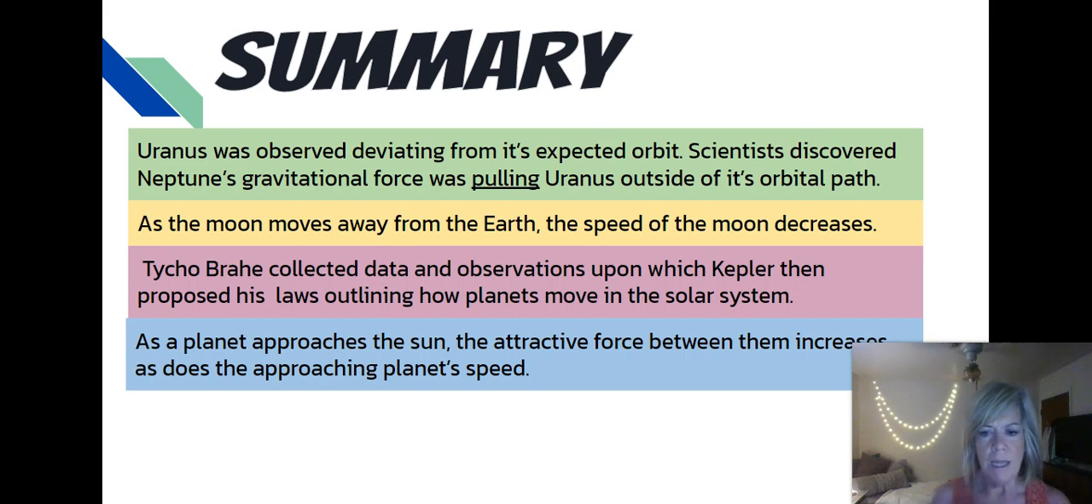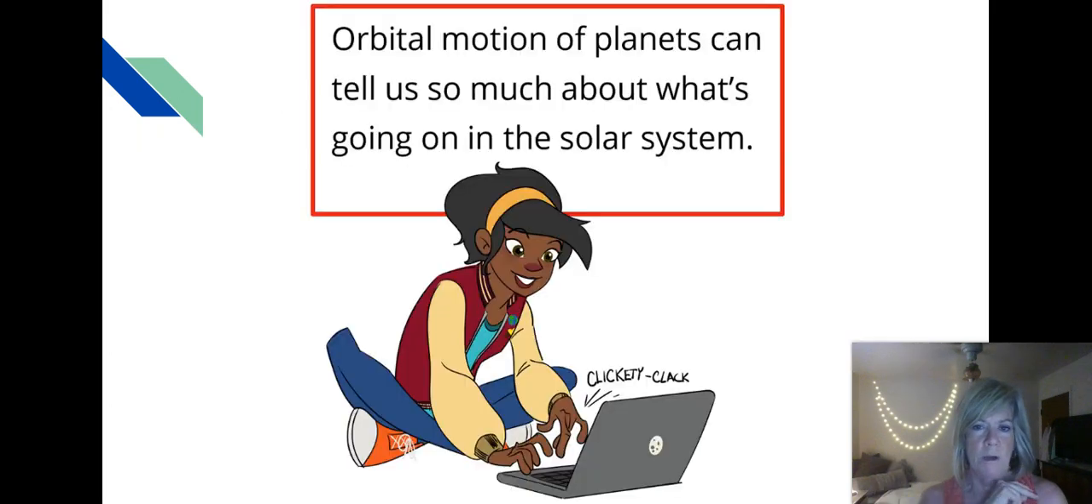Tycho Brahe collected the original data and observations, upon which Kepler added his, and then did some formulations and some of that geometry, and figured out and supported his laws outlining how planets move in our solar system. As a planet approaches the sun, the attractive force between them increases, as does the approaching planet's speed. If we're talking about the Earth, as the forces of attraction go up because of the gravitational pull plus inertia, then the Earth's speed is going to increase as well. So orbital motion of planets can tell us so much about what's going on in our solar system.